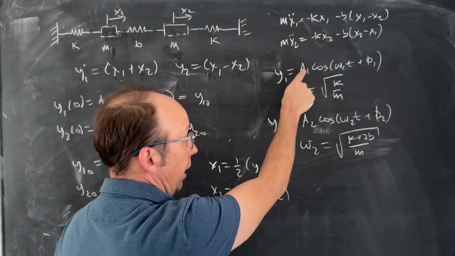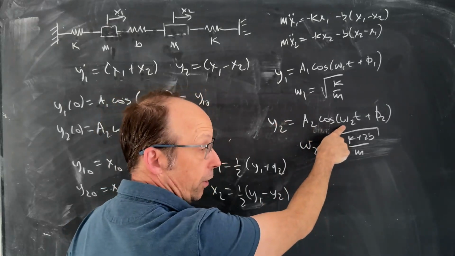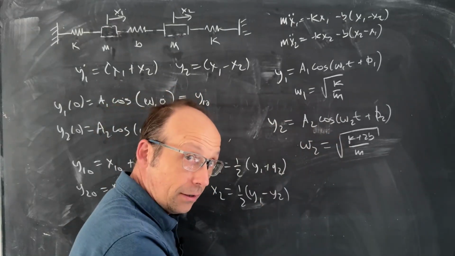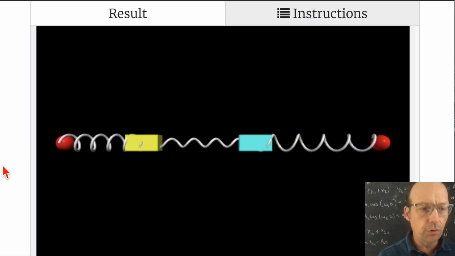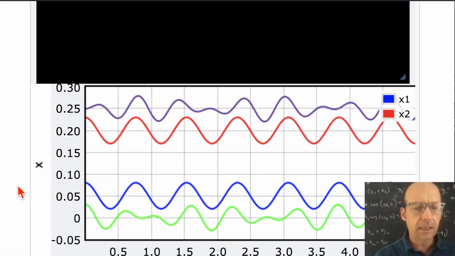But I would be left with this solution. That one's 0, right? A1 is 0. So this should have an angular frequency of omega 2, which is different than before. Let me switch over to the code and just show you. We can actually just see.